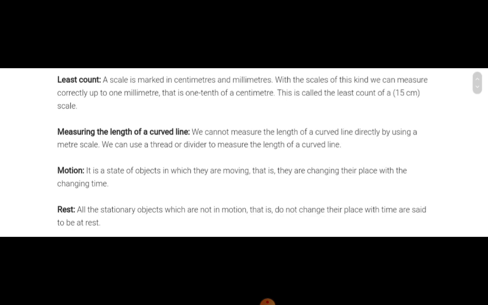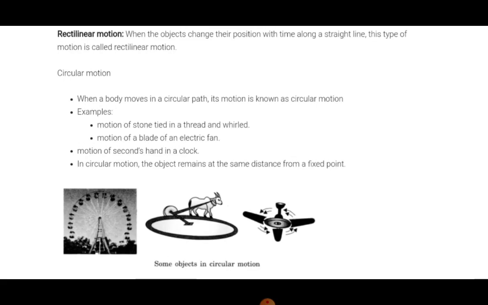As we see on 10 seconds, if some object is at any place, after 20 seconds we see that it has moved farther. That means it is in motion. Now, what is the meaning of rest? All the stationary objects, which are not in motion, that is, they do not change their place with the time, are at rest. Now, there are some types of motion which we need to discuss given in your NCERT.